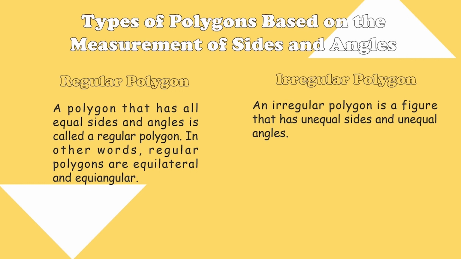And an irregular polygon is a figure that has unequal sides and unequal angles. So literally, this is the opposite of a regular polygon. So let's take a look at an example.